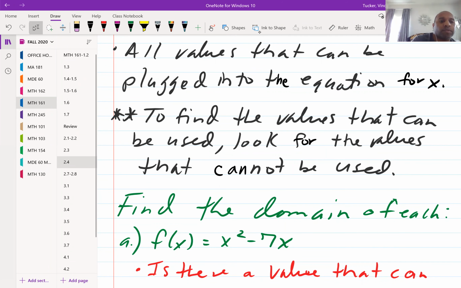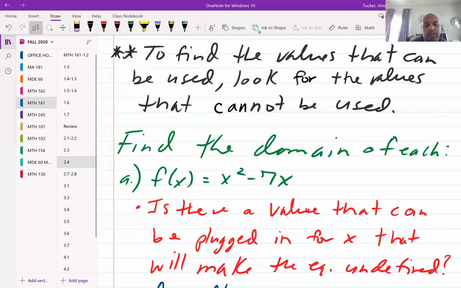All right, so for the first one, find the domain of each. They give us, for our function, x squared minus 7x. So basically what you're going to do is come into the function looking for pre-existing conditions that will make your function undefined. And so you'll see what I mean as we get to the next one, most definitely. But you want to ask yourself, is there a value that can be plugged in for x that will make the equation undefined?